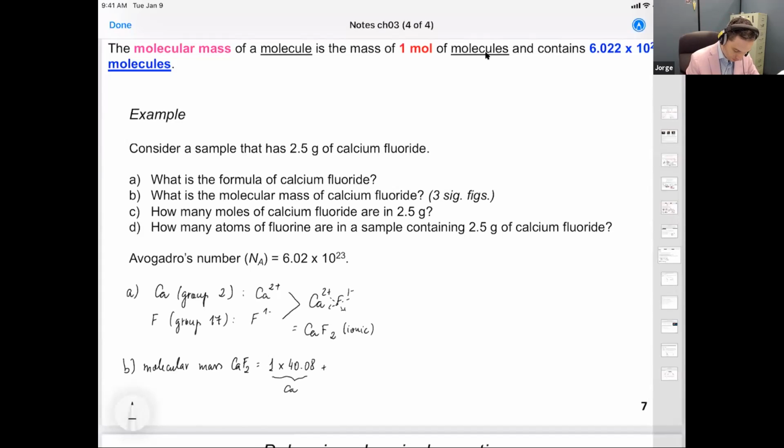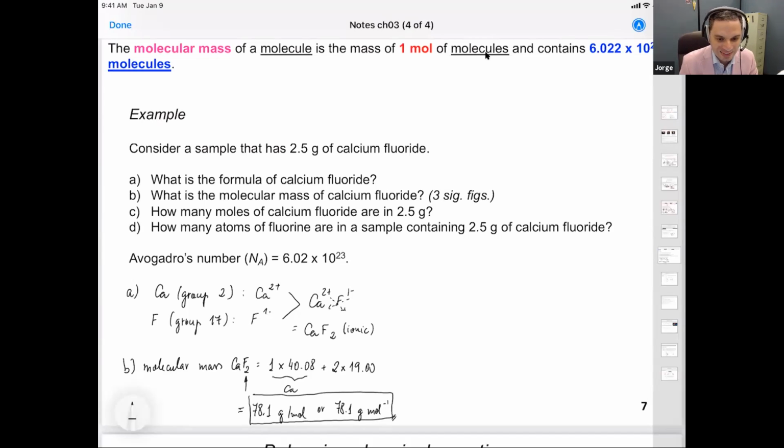And attention here, for each unit of calcium fluoride, we have 2 moles of atoms of fluorine. So we have to take this into consideration. And the atomic molar mass of fluorine is 19.00. Therefore, the molecular mass of calcium fluoride with 3 sig figs is 78.1 grams per mole, or you can write 78.1 grams mole to the minus 1. And that is our answer for item B.